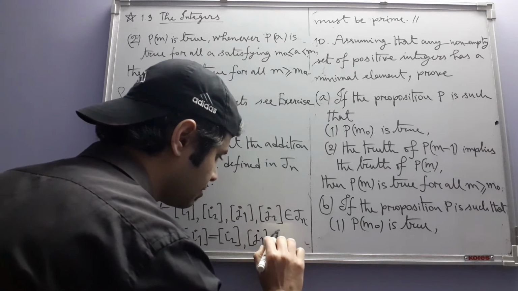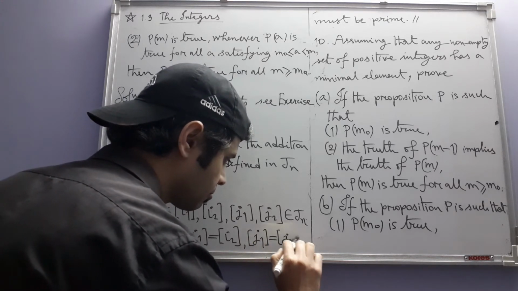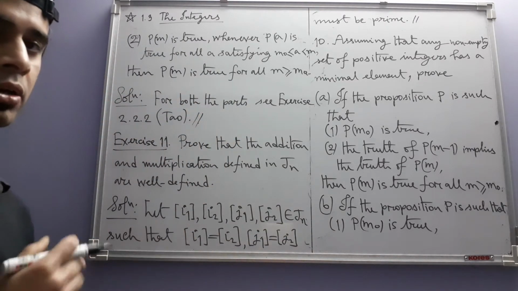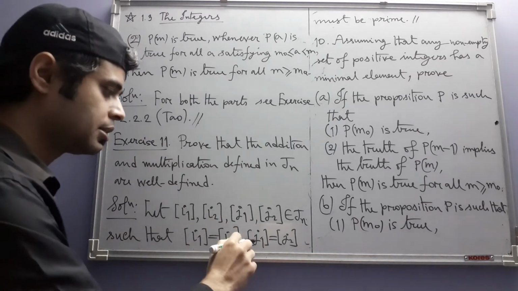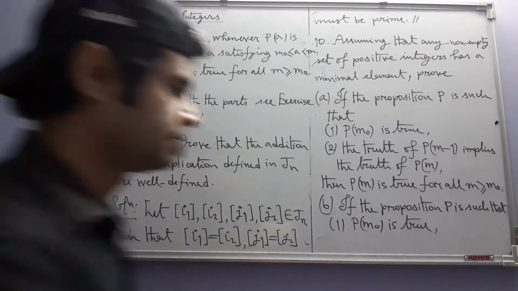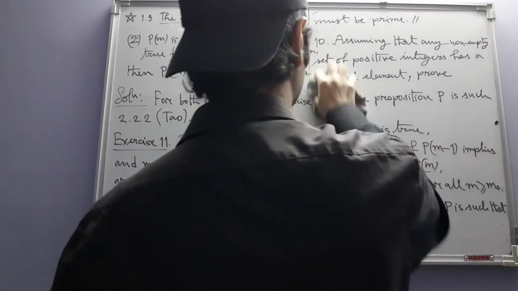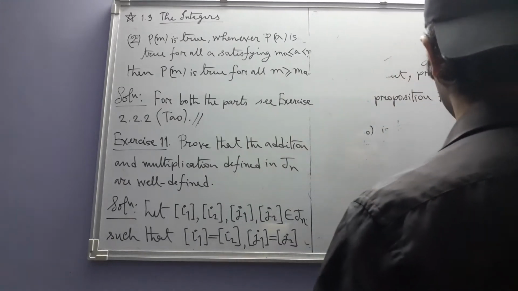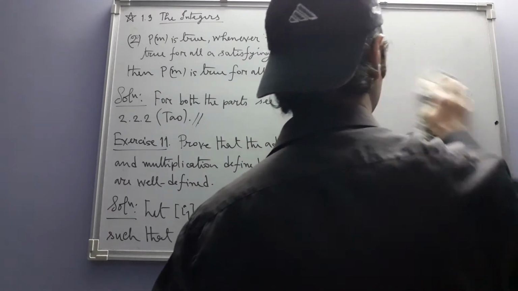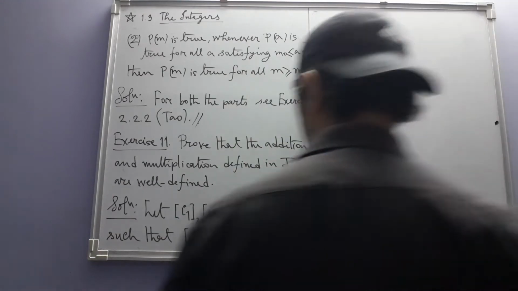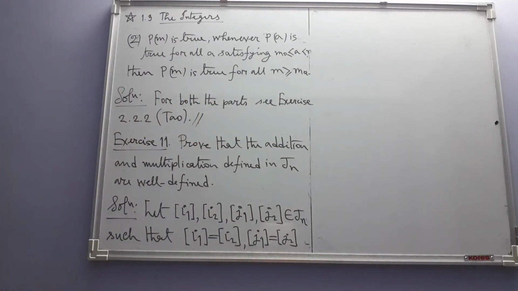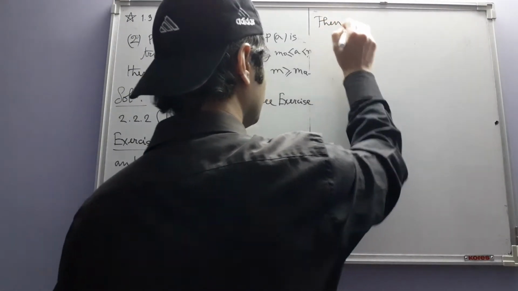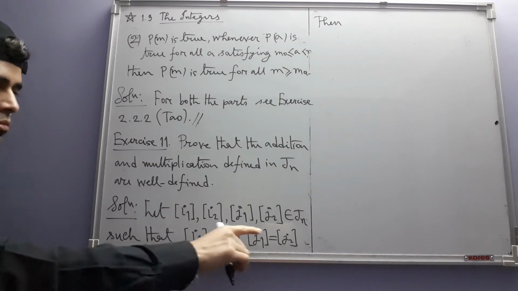So I1 and I2 are basically integers that belong to the same congruence class. The same is the case with J1 and J2. Okay, we have to now first of all prove that addition is well defined. Then, what do we get from these assumptions?